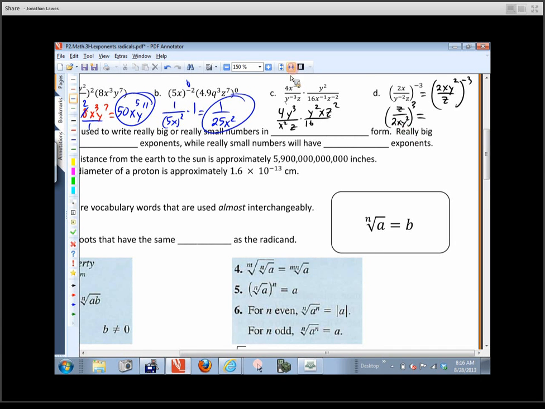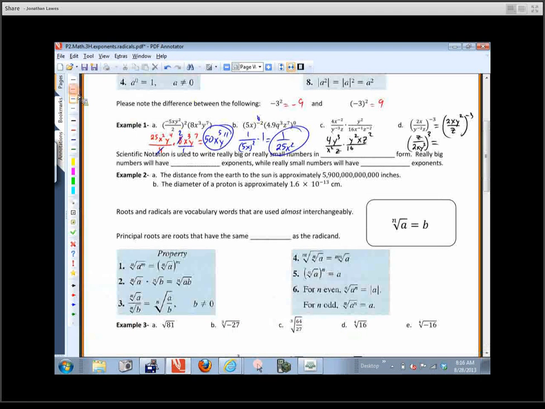Okay, there's this little topic that they threw in this section on scientific notation. Scientific notation can be used to write really big or really small numbers in what form? Exponential form. Okay. Really big numbers will have what type of exponents? Positive exponents. And really small numbers will have negative exponents. Okay? Now, can somebody tell me how you would write this number right here? That's how many inches it is to the sun, approximately. How would we write that in scientific notation? What do you have to be careful of when you're writing things in scientific notation?